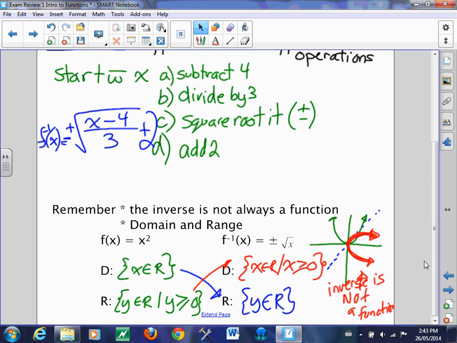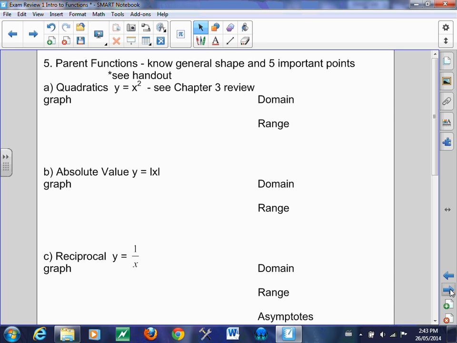Okay, parent functions, ladies and gentlemen, I would make sure you review that handout that you have. So remember how I said you've got a beautiful handout here, make it colorful. Check that out. Okay, I'm going to review some stuff here, but that's what I want you to check out. It has the 5 important steps and general shape of these. Okay, so quadratic says see chapter 3 review graph.